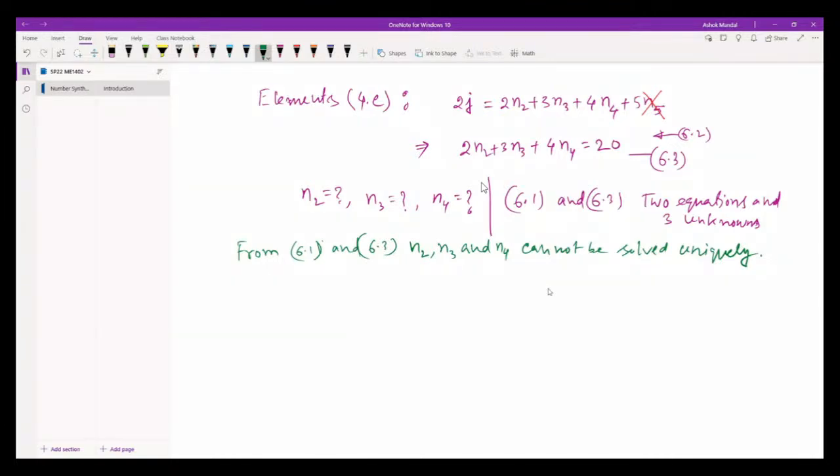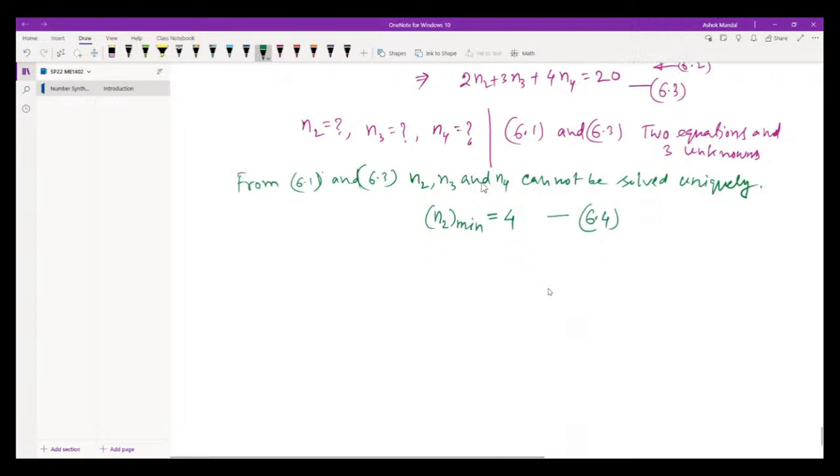Minimum number of binary links in a mechanism. n2 minimum. What is this number? 4. So that means there is a limitation. When we apply this limitation, let us call it 6.4, we can start with this.